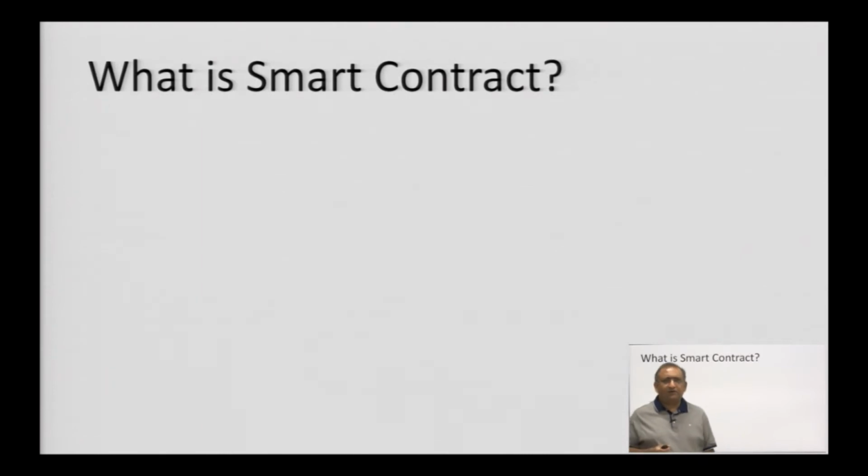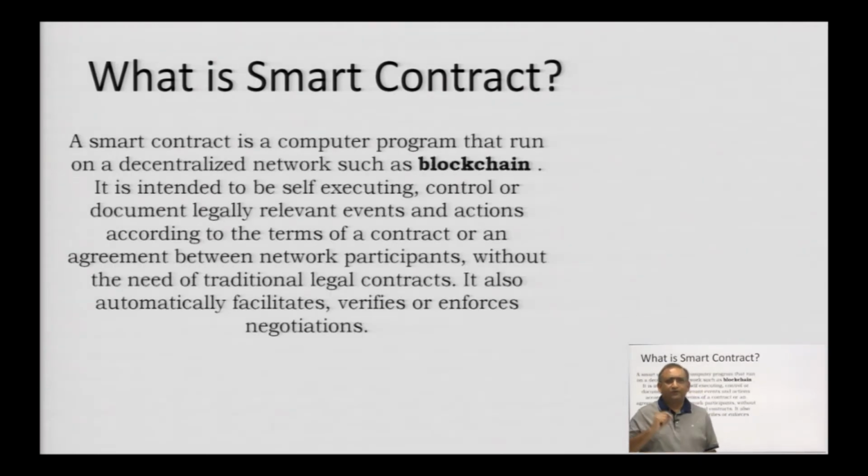Now, if that is the traditional way, what is a smart contract? First of all, as the word says, a smart contract is a computer program that is based on a decentralized network such as blockchain. So, similar to Bitcoin, a smart contract is also based on blockchain technology. A smart contract is intended to be self-executing, controlling and documenting legally relevant events and actions according to the terms of a contract or an agreement between the network participants.